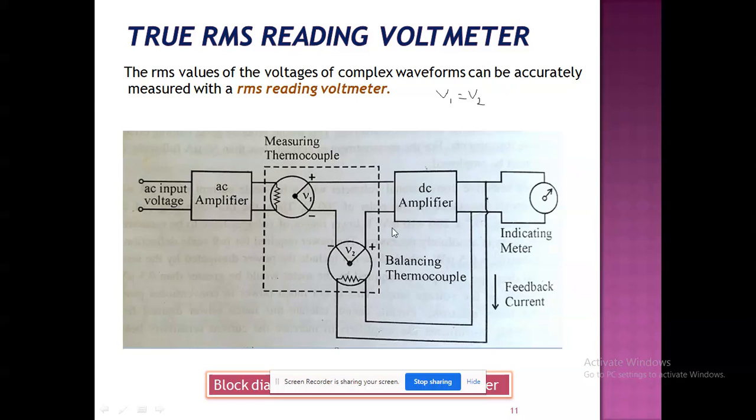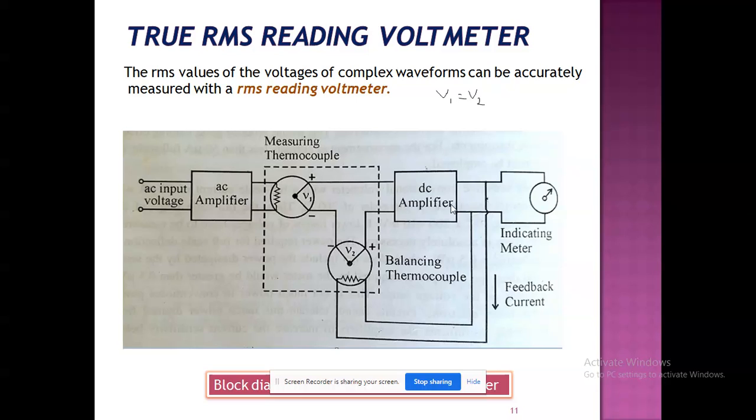This DC current is therefore directly proportional to the RMS value of the input voltage and is indicated by the indicating meter, which is connected to the output circuit of the DC amplifier. Thus, the true RMS value of the applied voltage is measured independently of the waveform of the applied voltage. This is how a true RMS reading voltmeter works.